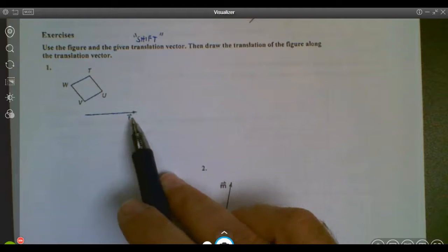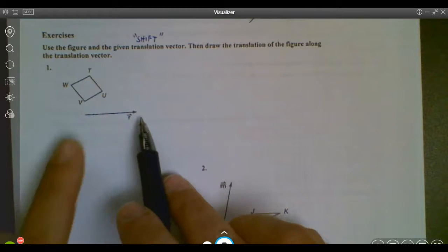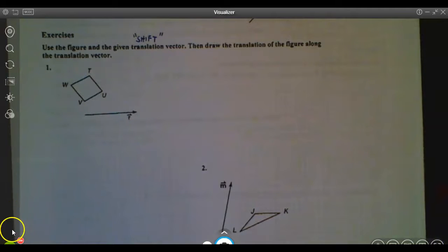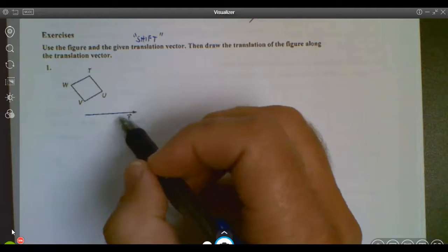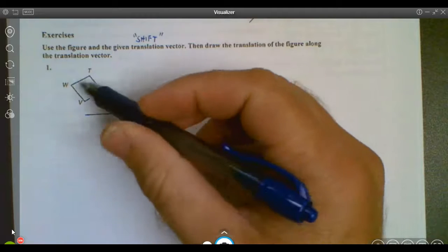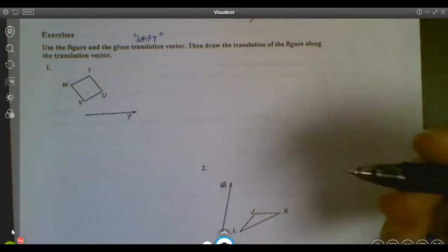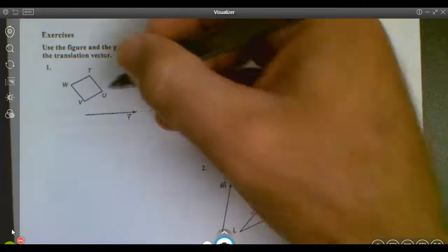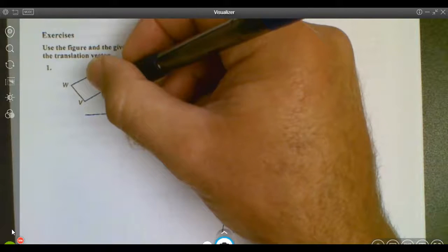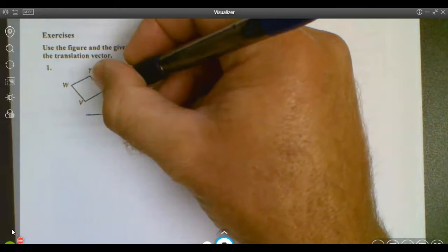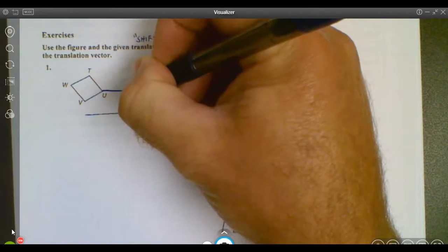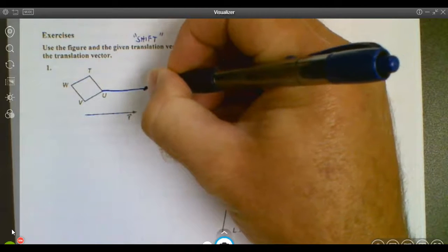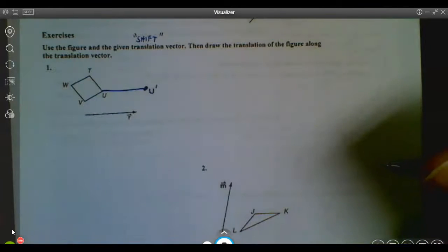As I look at this vector, it's telling me to go to the right exactly this distance right here. Let's just say that's 1 inch. If that vector was exactly 1 inch, then it's simply telling me to take each one of those 4 vertices and move it 1 inch in that direction. So I'm going to take point U, and as best as I can visually here, move it exactly parallel to that vector and the same length as that vector. So here is my U prime. That would be my image.